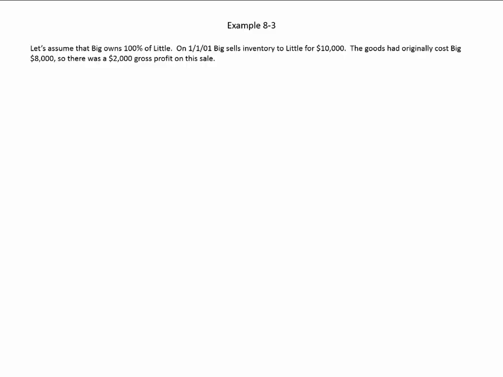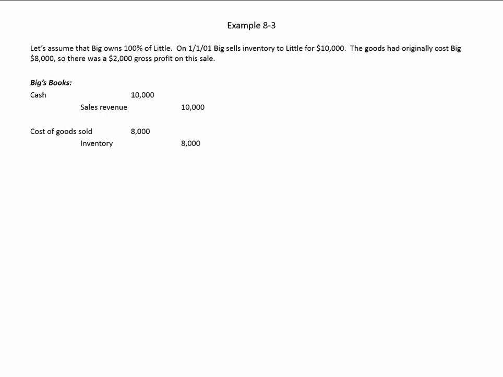Let's go ahead and run through a quick example. Let's assume that Big owns 100% of Little, and on January 1st, 2001, Big sells inventory to Little for $10,000. The goods had originally cost Big $8,000, so there's a $2,000 gross profit on this sale. First on Big's books, they're going to record the sale of the merchandise, and we'll assume it's a cash sale just to keep life simple. And assuming a perpetual inventory system, they'll record $8,000 of cost of goods sold as well.